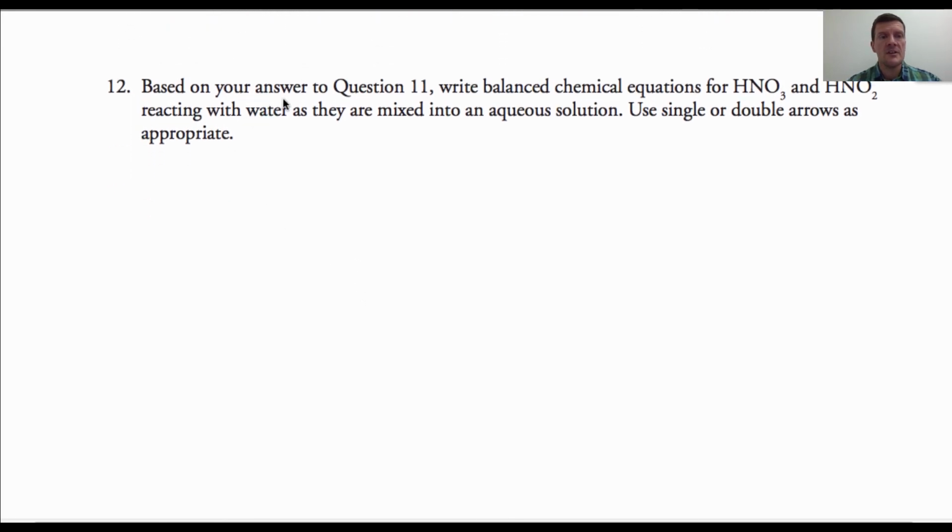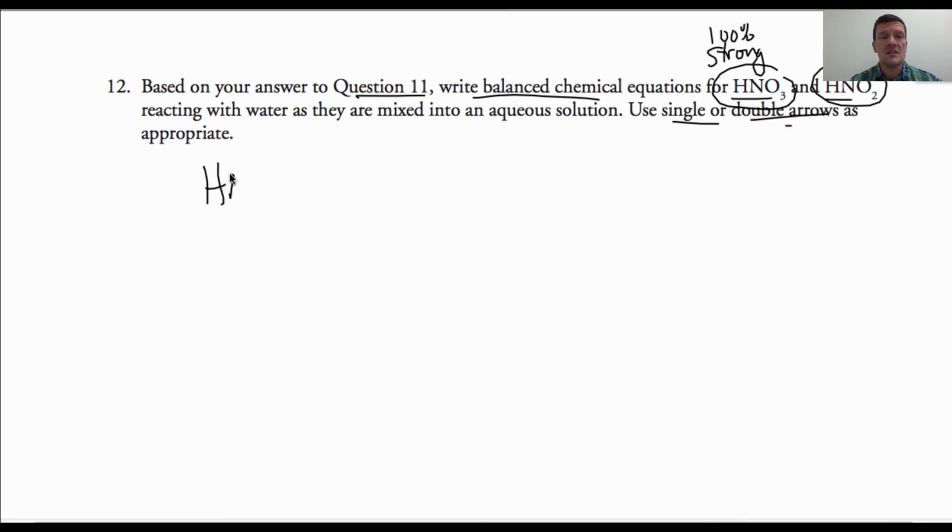Based on your answer in question 11, write balanced chemical equations for these two. We're just going to compare these two reacting with water as they are mixed into aqueous solution. Use single or double arrows. Okay, this one was strong, meaning we're going to show 100% ionization. This one was weak, which means we have to show that not all of it ionizes, and we use the double arrow to indicate that.